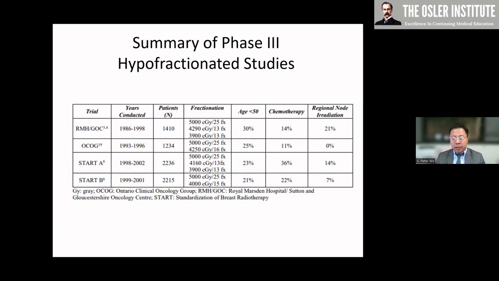It's important to note that many of these women were premenopausal, many of these women received chemotherapy, many of them even had node-positive disease. And so hypofractionation was and is poised to be suitable for nearly every woman of any age category, of any risk category, of any stage category. And we're moving towards that right now.